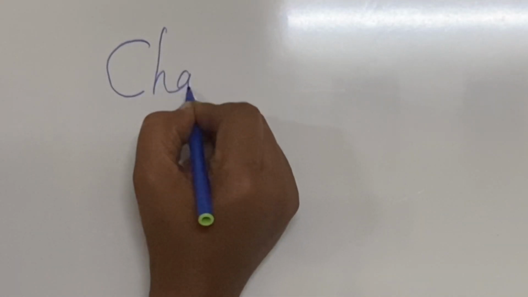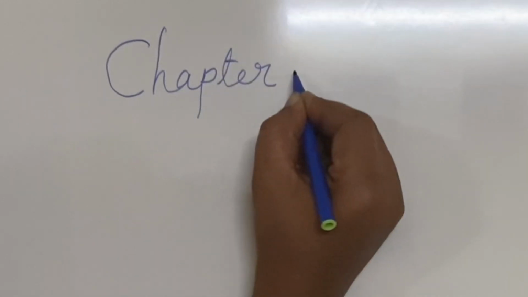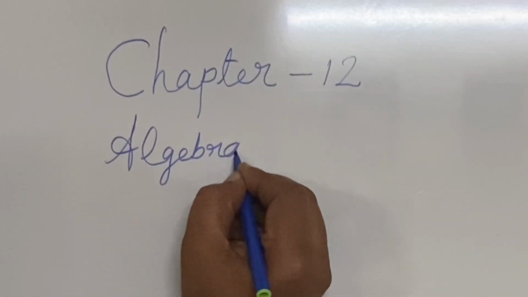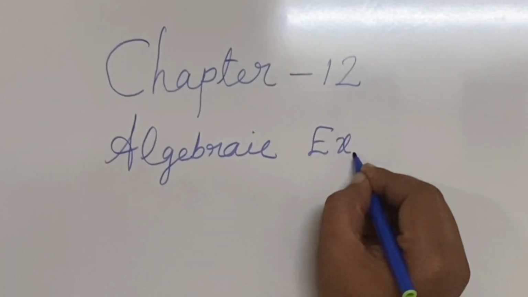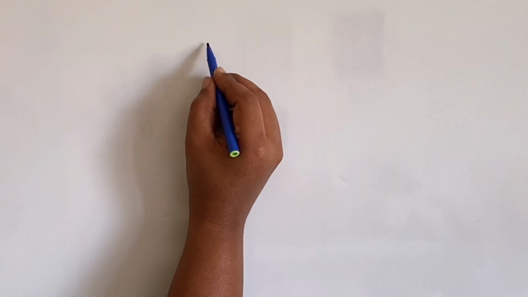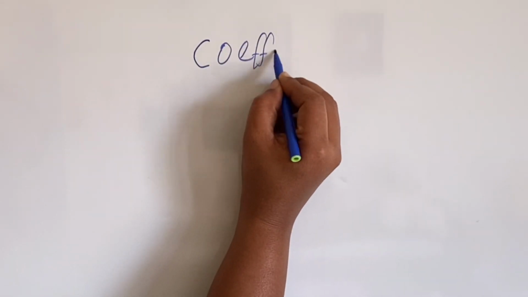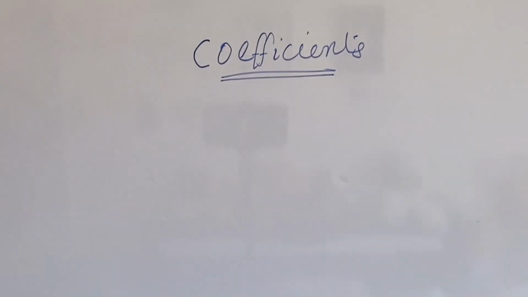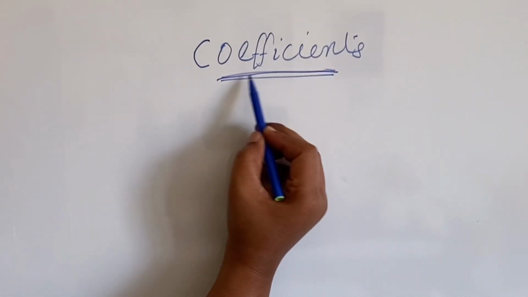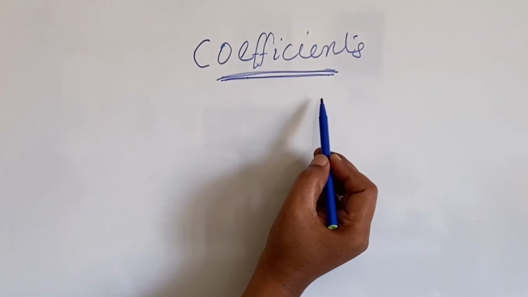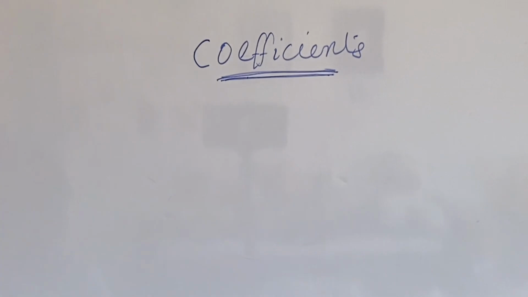Here we continue chapter 12, Algebraic Expressions. We learned an algebraic expression is formed using variables and constants. We also learned what are the terms and factors of an algebraic expression, and now we are discussing the coefficients of an algebraic expression. The coefficient is the numerical factor in the term. Sometimes any one factor in a term is called the coefficient of the remaining part of the term.